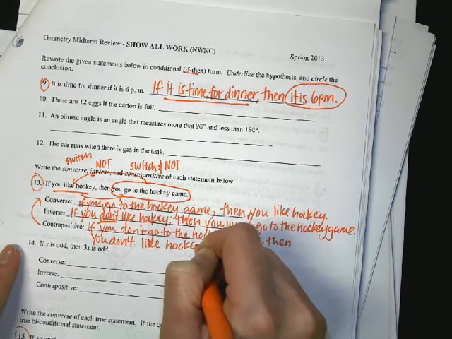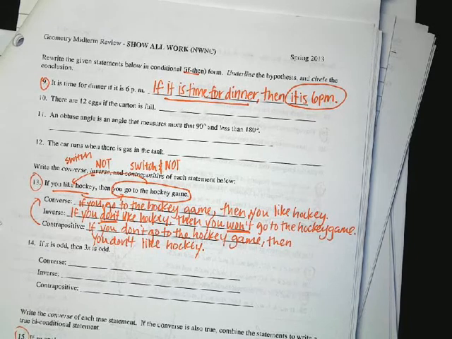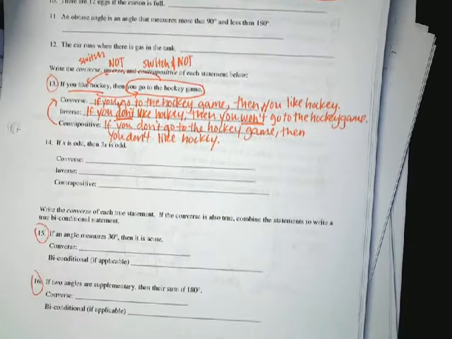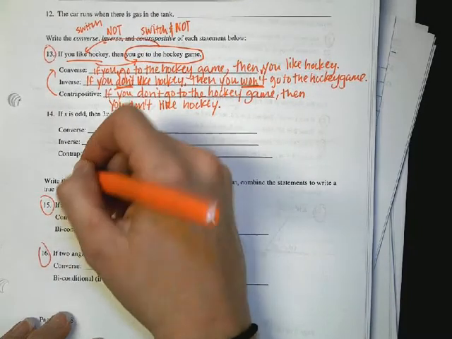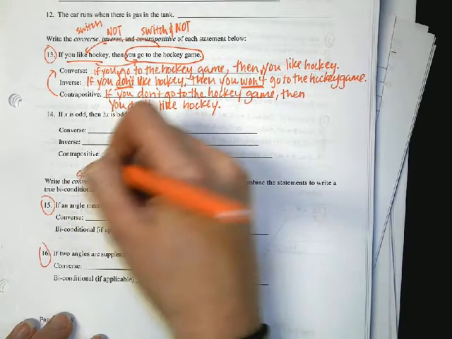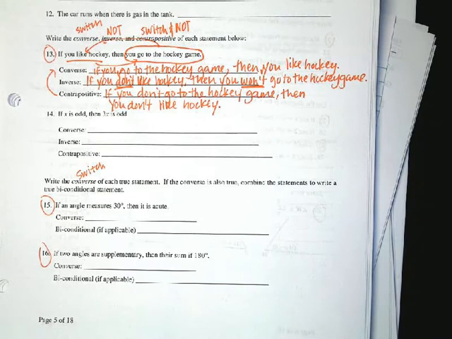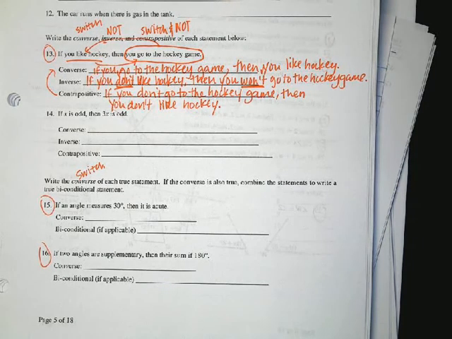Moving on to problem number 15. It tells us to write the converse, so I know I'm going to switch the hypothesis and the conclusion. If the converse is also true, then I'm going to combine the two statements and write a true biconditional statement. Biconditional is where I add if and only if.